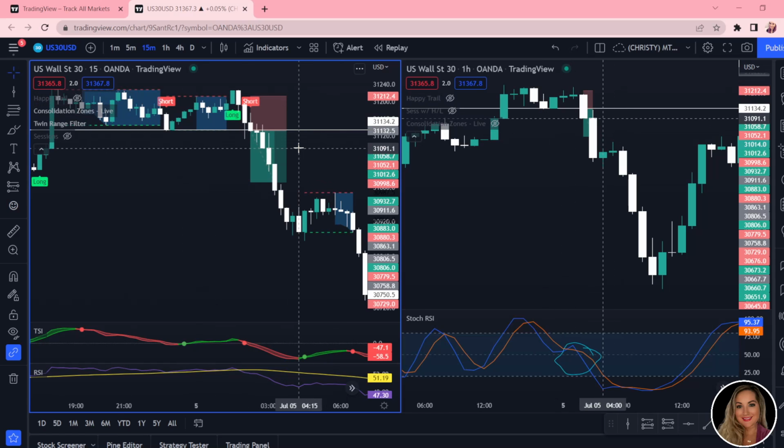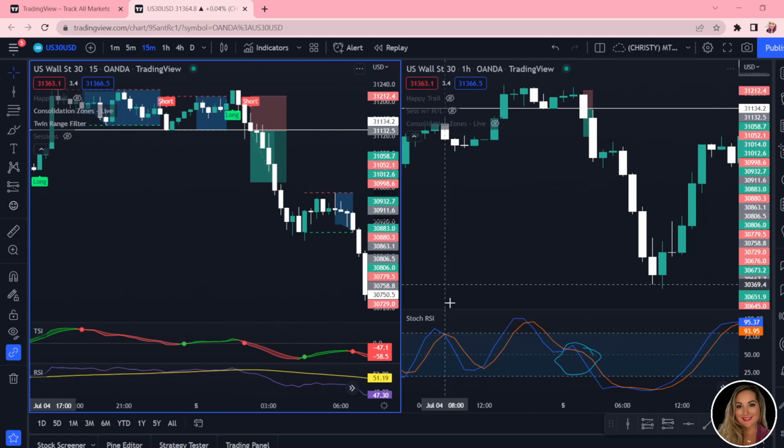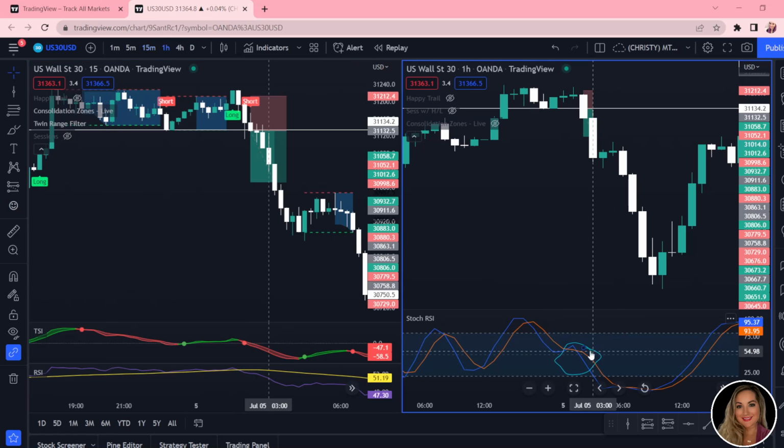But if you want to do this without the happy trail one, and you just want to do it separately, and you just want to line up all three of them and then confirm with your fourth indicator over here, you absolutely can do that too.